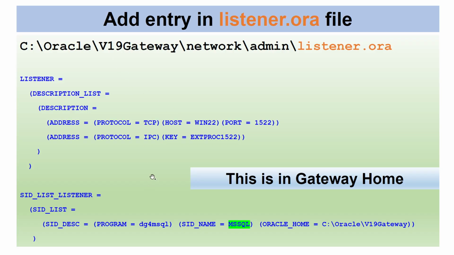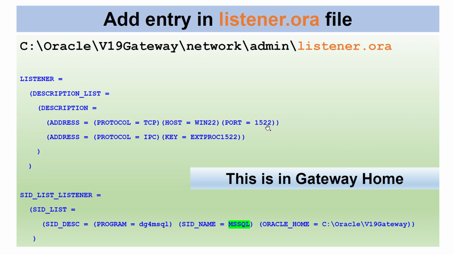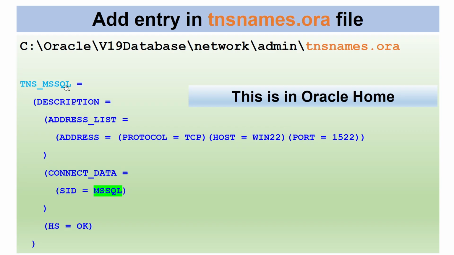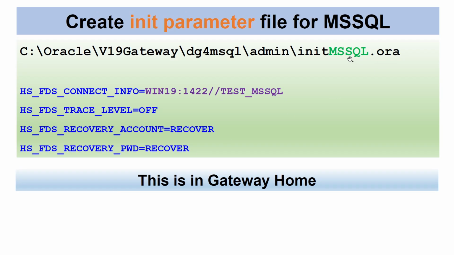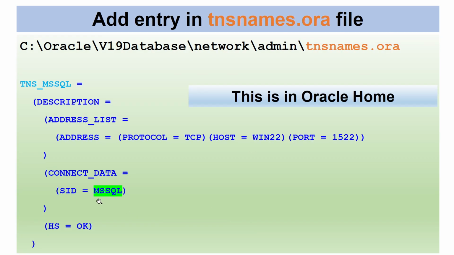Once this is done, now it's time to switch to the Oracle Home and create an entry in tnsnames.aura pointing to the MS SQL SID and the port 1522. Why should we use 1522? Because that's the listener port that we specified in the Gateway Home. Now, whatever name you want to give here is your choice. This is also your choice, whatever you want you can give, but once you use whatever name you used here, you have to be pretty consistent, and the same thing you have to use here.